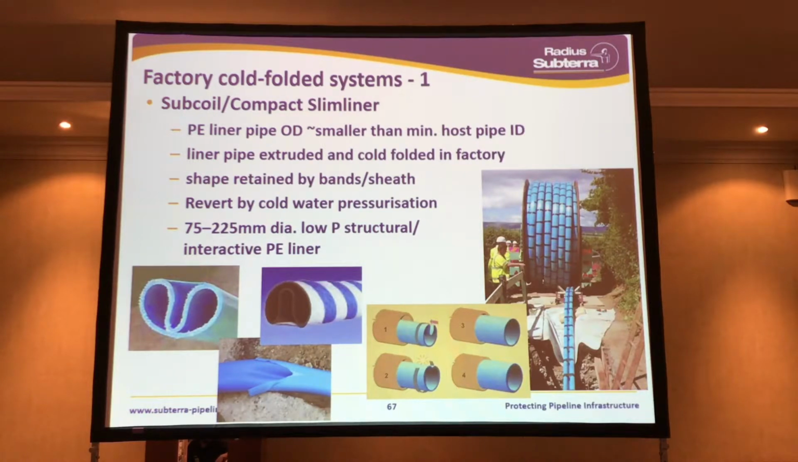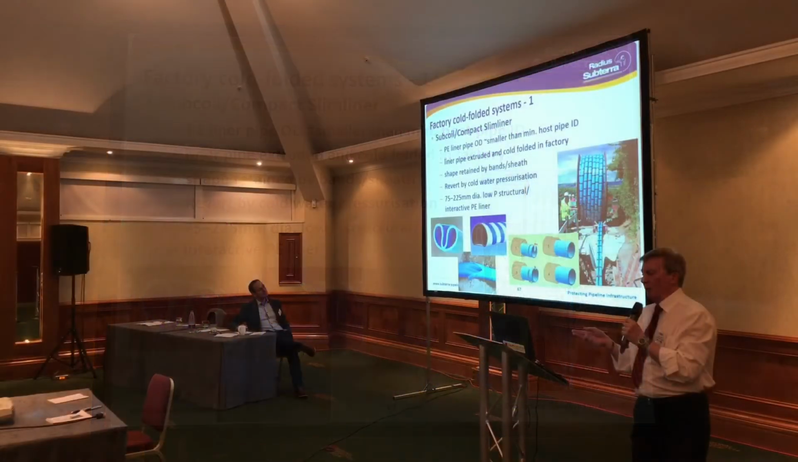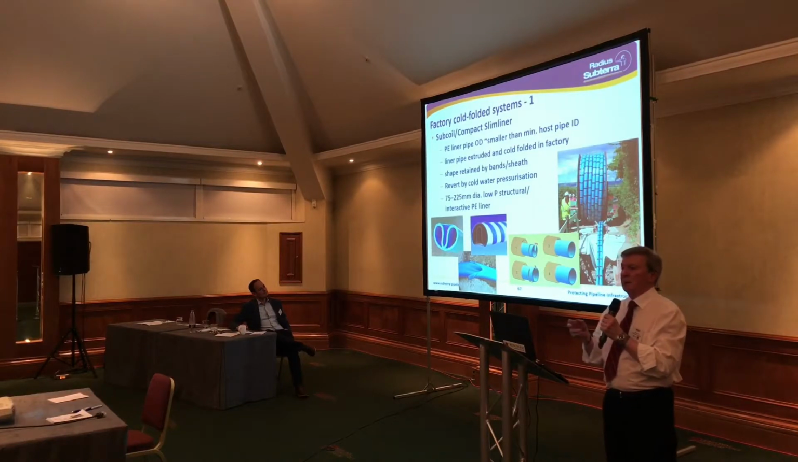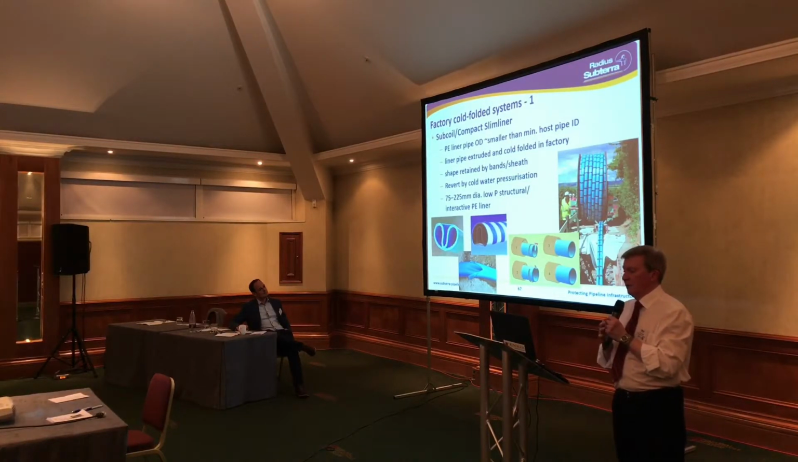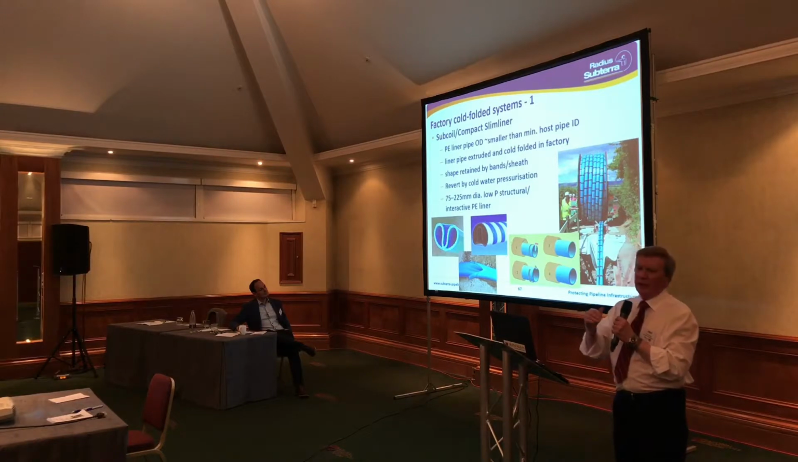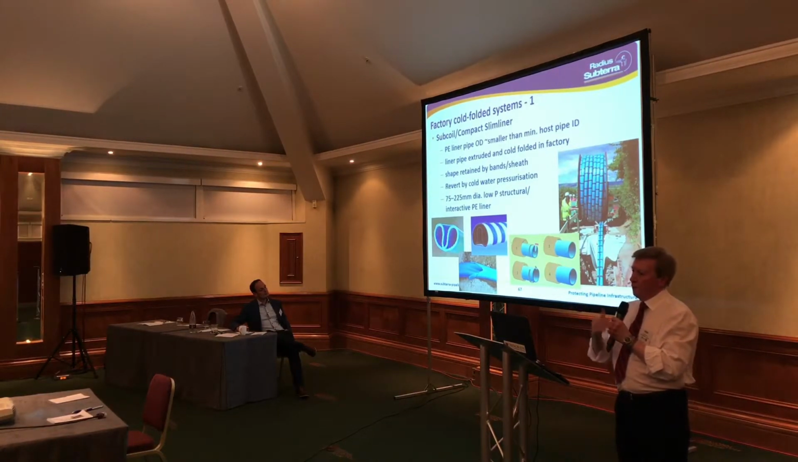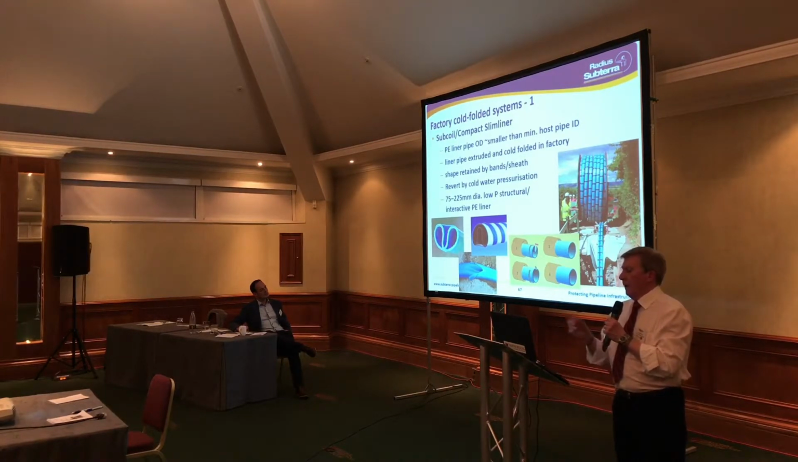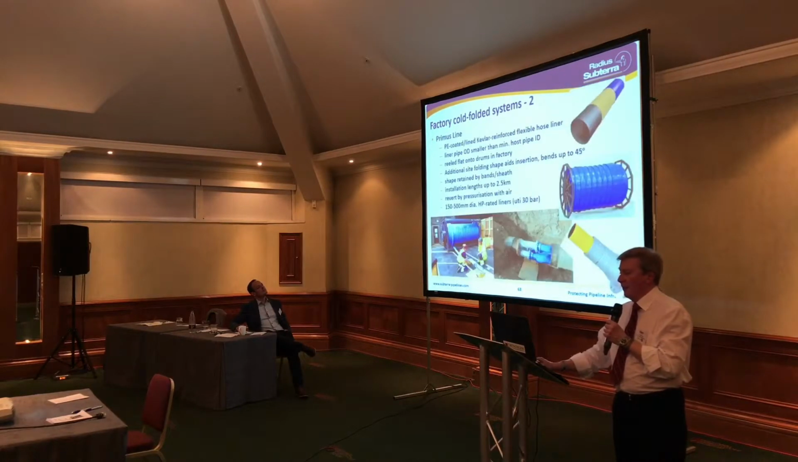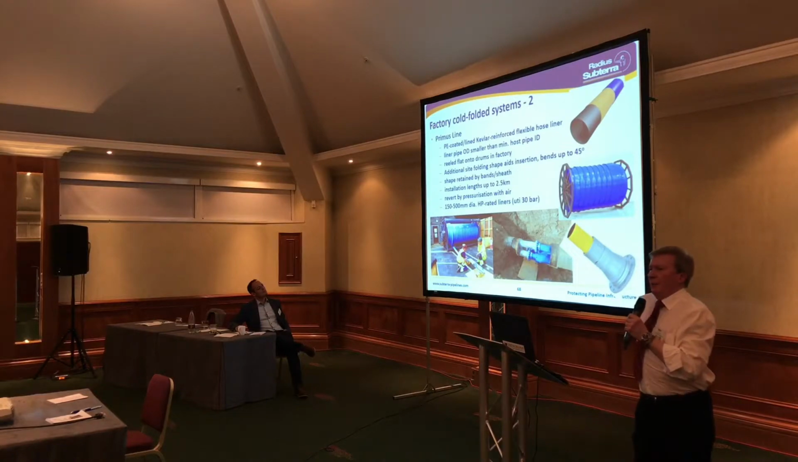There are folded liner systems prepared in the factory. Two of these, Subcoil and Compact Slim Liner, were popular in the late 90s, early noughties. They've fallen into disuse recently, but there is still quite a bit of this in the ground. It's really a factory version of what I've just shown you for the normal site-applied Subline. Because of the amount of liner pipe you can get on drums, the size range was restricted to 75 to 225mm diameter.